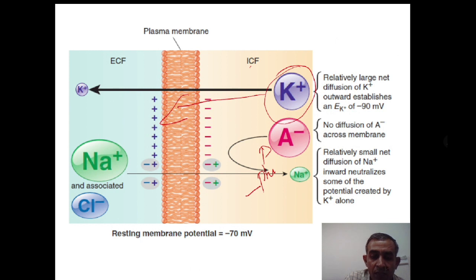Okay, it is not entering into the ICF because the membrane is less permeable to sodium in the resting state. So overall, the inside of the cell becomes more negative as compared to the outside or exterior of the cell, and because of this reason the interior of the cell is always negative. This is the example of the neurons. In the neuron, the resting membrane potential exists around -70 millivolt.